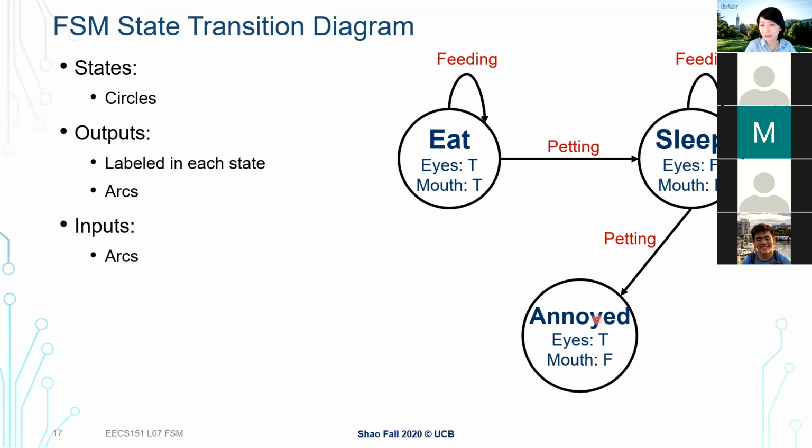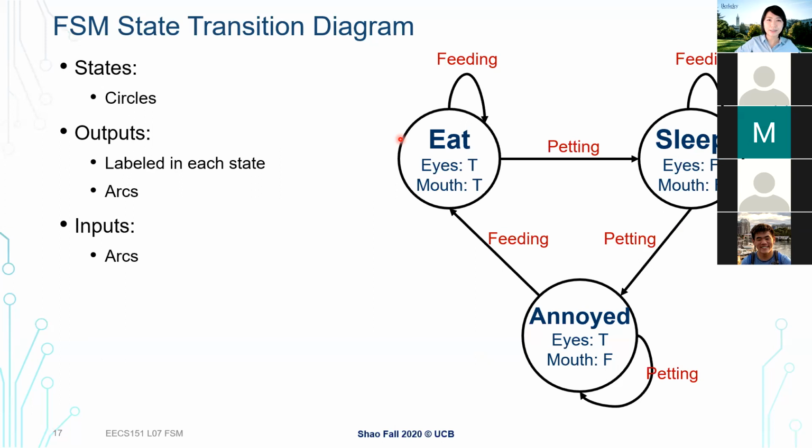Assume the cat is being annoyed, or the cat opens their eyes, but the mouth is still closed. So if we keep patting, the cat will still be in the being annoyed state. And the only way you can break this cycle is to provide a little bit more food to your cat so that we can go to the eating mode.